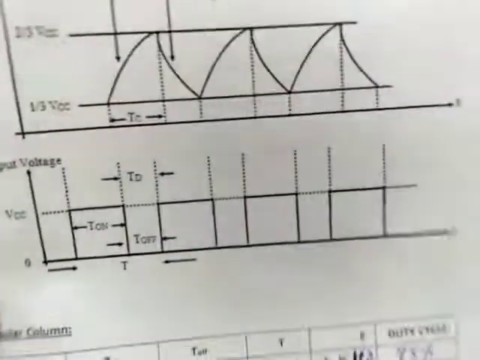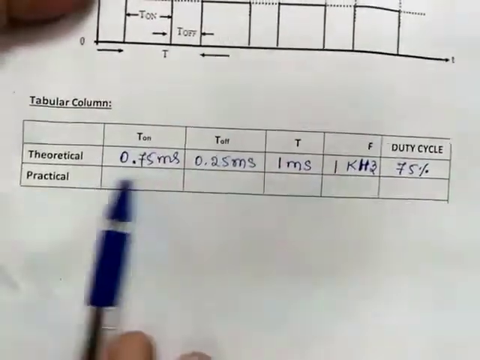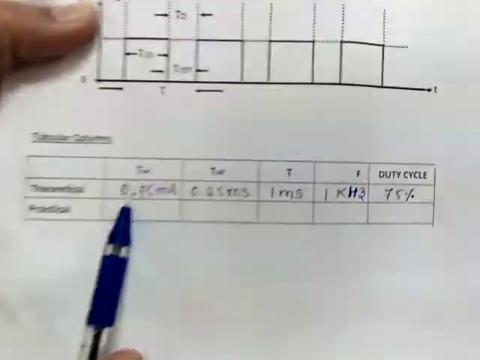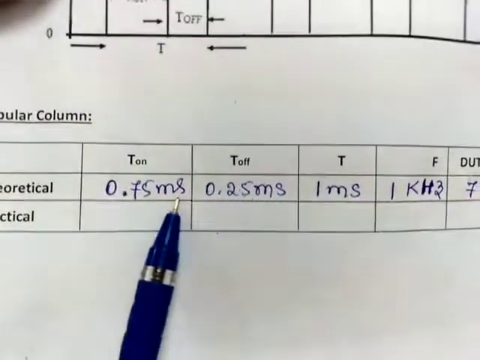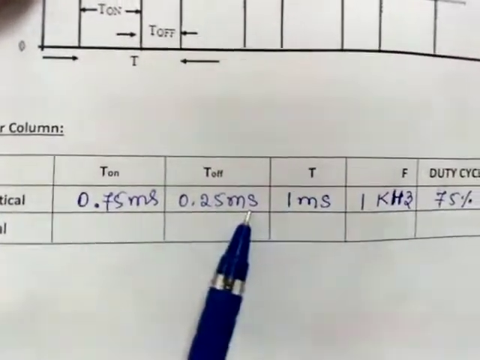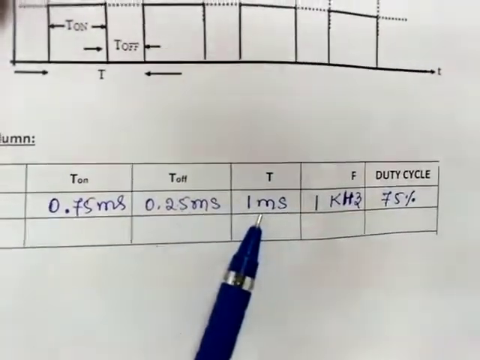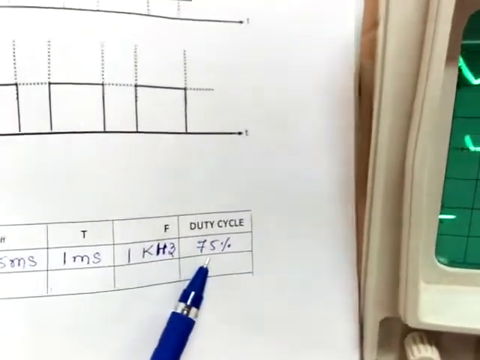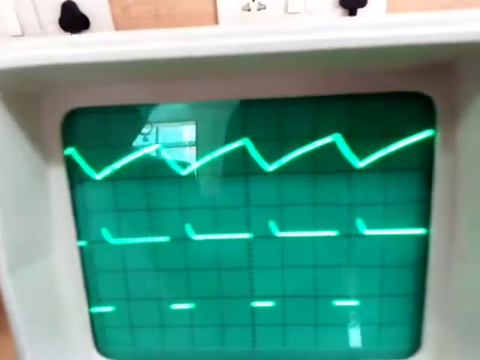In the manual there is a tabular column. You can observe here there is a tabular column. Theoretically the designed values should be written. In the design, T on should be 0.75 milliseconds, T off is 0.25 milliseconds, T is 1 millisecond, frequency is 1 kilohertz, and duty cycle is 75%. All these data are the design values.